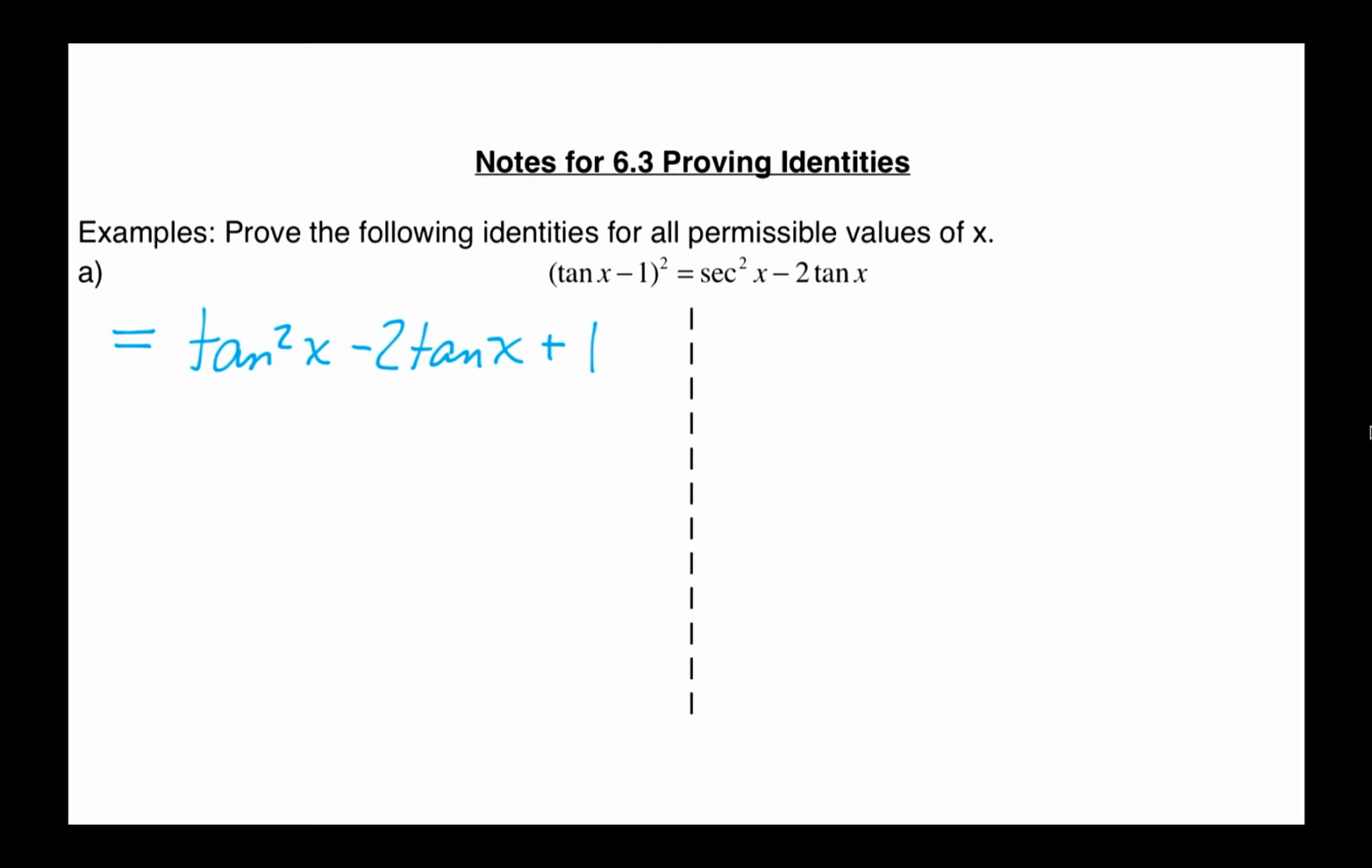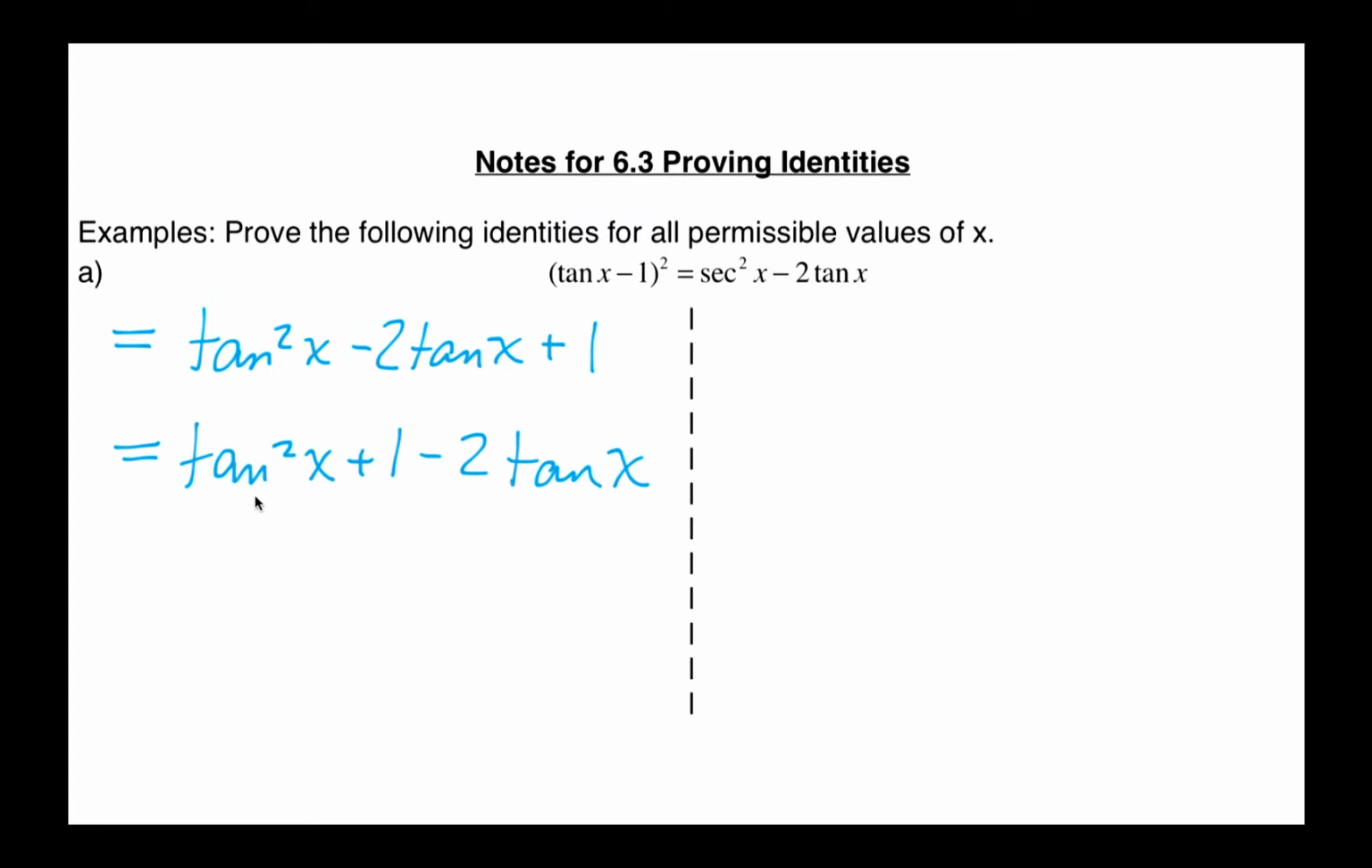Once I do that, I start to recognize, okay, I notice that there's a -2 tangent x on the left, which matches the -2 tangent x on the right. And so what I'm going to do is just rearrange this a little bit to put that on the end. And so now I look at what's remaining here.